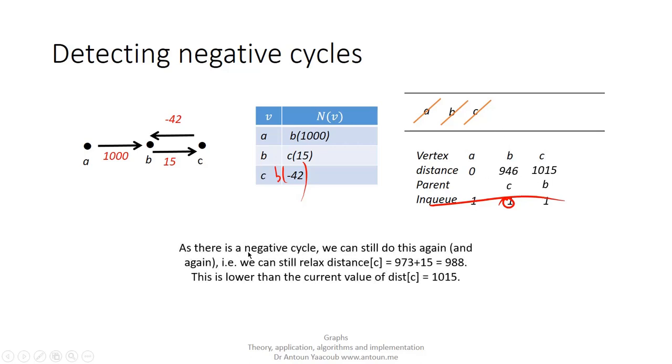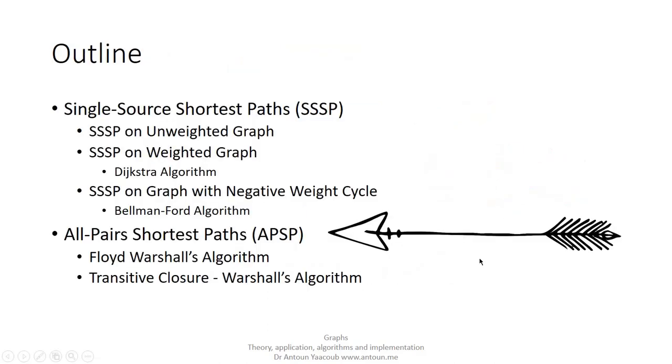As there's a negative cycle, we can still do this again and again. If we can still relax the distance, the second one will be equal to 988, which is lower than the current value. So if we can repeat that indefinitely, it means that we have a cycle.